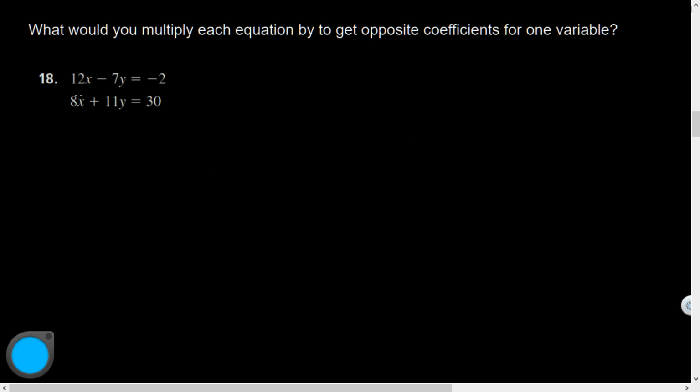Let's see, 8 and 12. Let's find a common multiple between those. So 8, 16, or, ooh, I think I found it. 12, 24. Looks like that's the least common multiple for those. Between 7 and 11, oh man, those are what's called relatively prime to one another. I happen to know that it's just going to be 77. Like, the least common multiple will happen to be the product of 7 and 11.